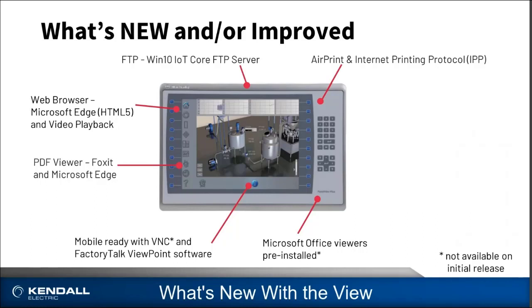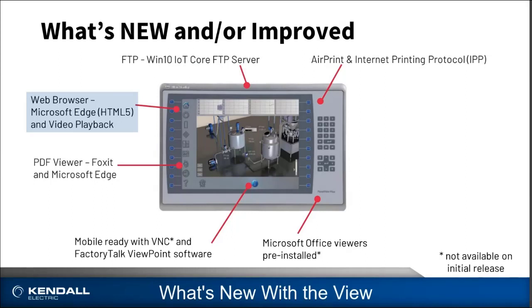When it comes to new and improved features, there are a few. Printing, for example, will be much easier. Windows CE only supported certain printers, and you would have to install the driver to make them work. But with Series B, it uses AirPrint or Internet Printing Protocol, which most modern printers already support. So no drivers to load. You simply search for the printer, select it, and you're all set. FTP is now using Windows 10 IoT Core FTP server, and that is actually a secure FTP server, making the transferring of your files more secure.